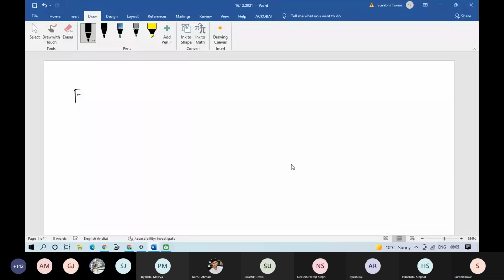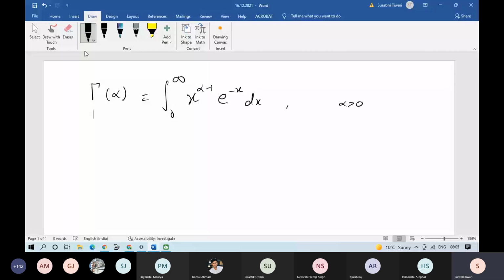Now let us just revise. So the gamma function was the integral from 0 to infinity of x to the power of alpha minus 1 e to the power of minus x dx, where alpha was greater than 0. And we split it into two parts.